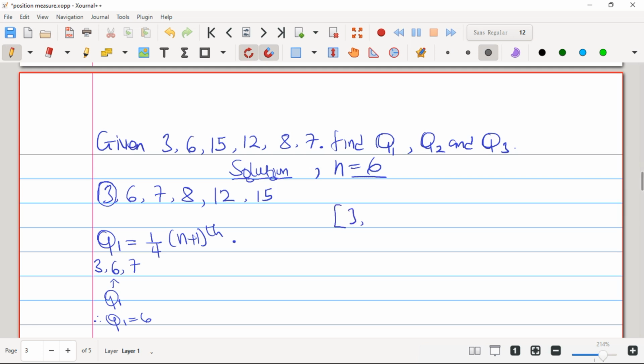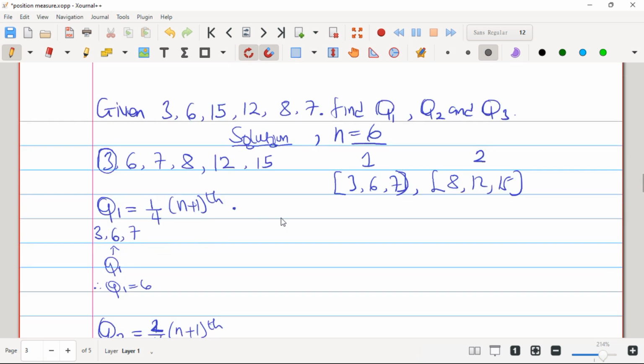You are having 3, 6, and 7, right? Comma 8, 12, and 15, right? So here you have grouped it into 2. If you are asked to find the first quartile, you come to the first grouping. This one is the first grouping, and this one will be the second grouping. You come to the first grouping and choose the middle number, and the middle number is 6. So here our first quartile is 6.